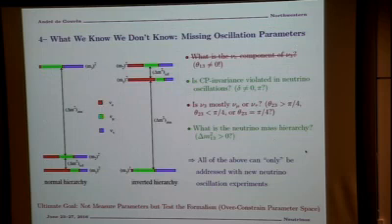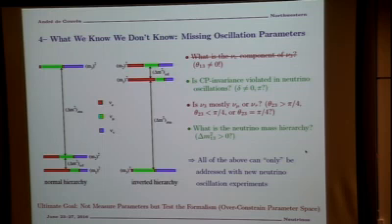And I'm sorry that I'm using the slide so much, but I think it helps talk about these things more quickly. So here's what we don't know. The most exciting thing we don't know is what's called the neutrino mass ordering.